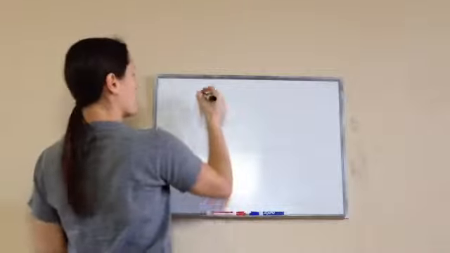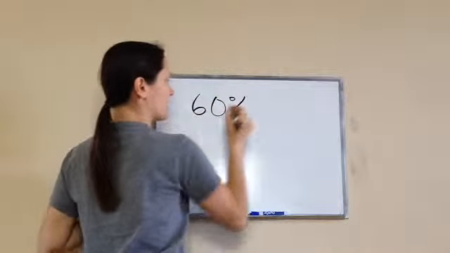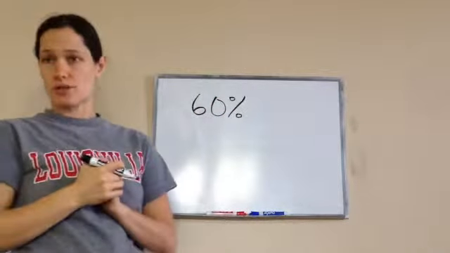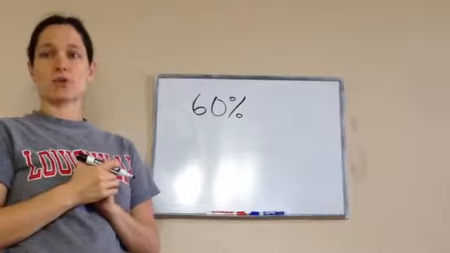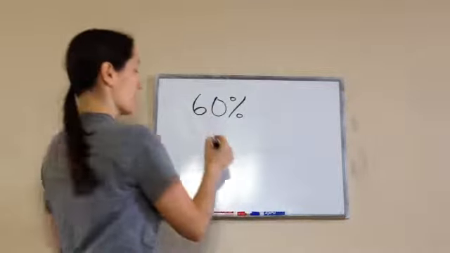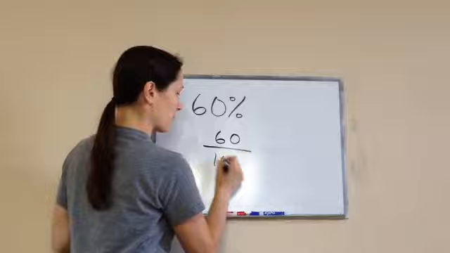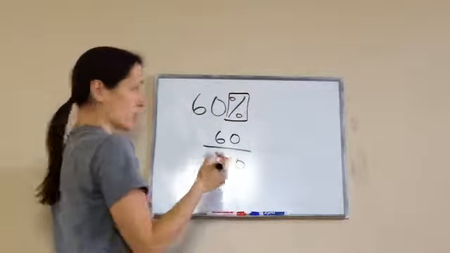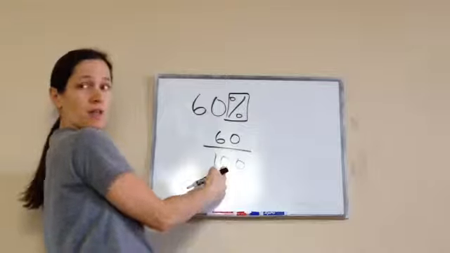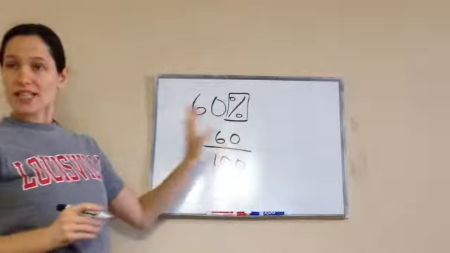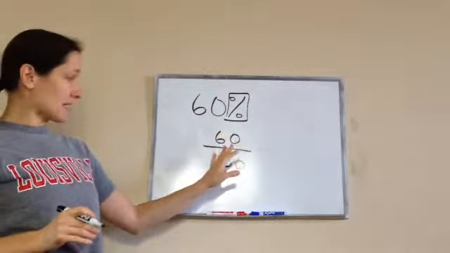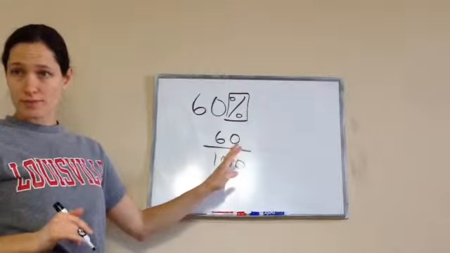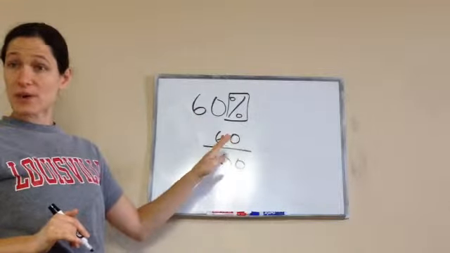They want us to write 60% as a fraction. What can I do? It'd be 60 over 100. 60 per 100, because that's what that percent means. Now, we can't just leave this as it is. It has to be reduced. Do you remember me telling you there was an easy way to reduce?